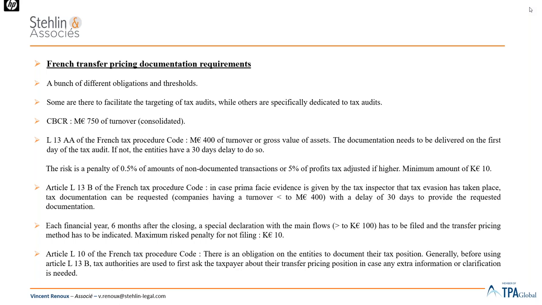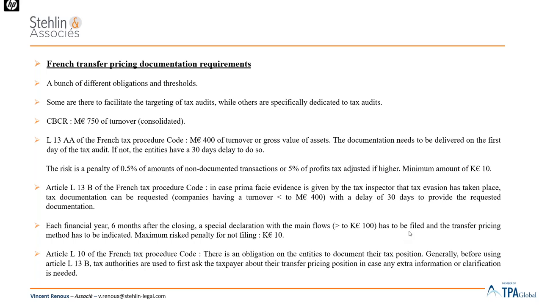If you don't have the documentation, and surprisingly, I have experienced that in many multinational groups the documentation is not necessarily ready, you can have a penalty: 0.5% of the amounts of non-documented transactions, or 5% of the tax-adjusted amounts if this is higher. So this is the first documentation obligation for, let's say, multinational companies that would be considered sufficiently big.